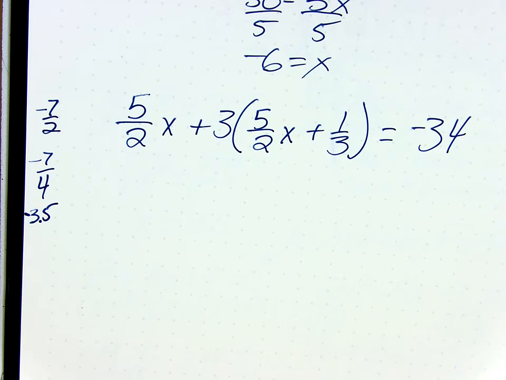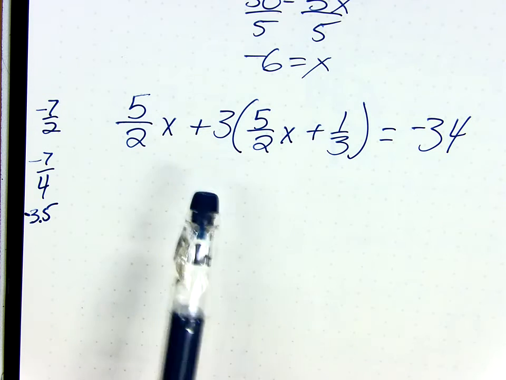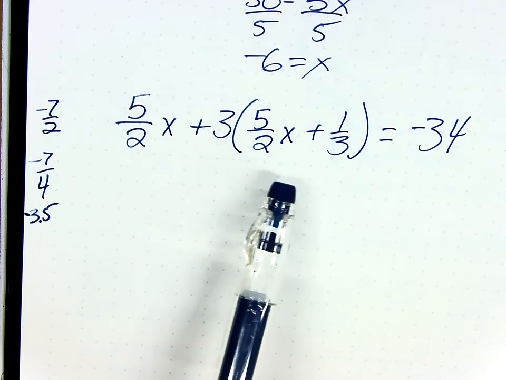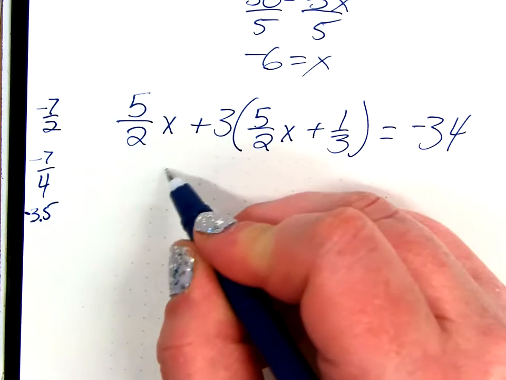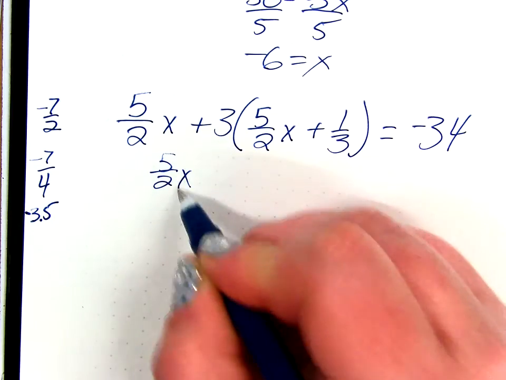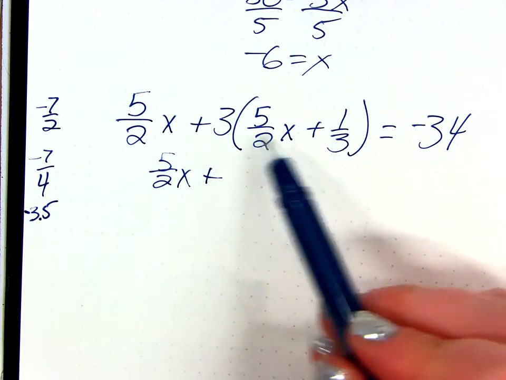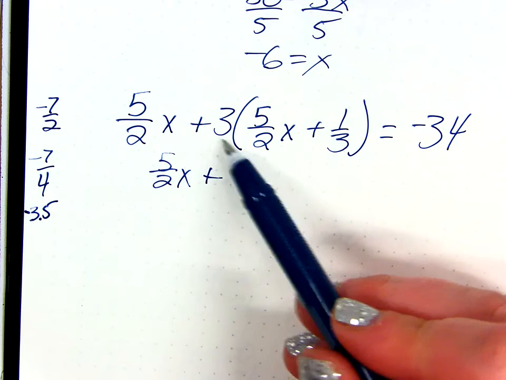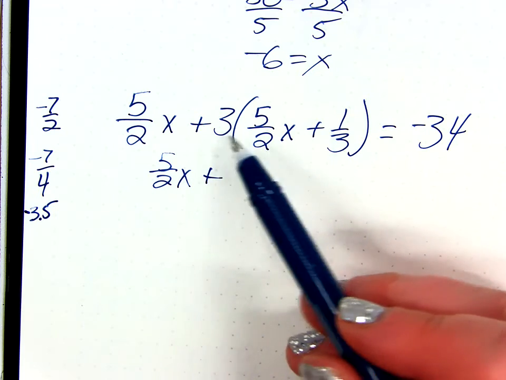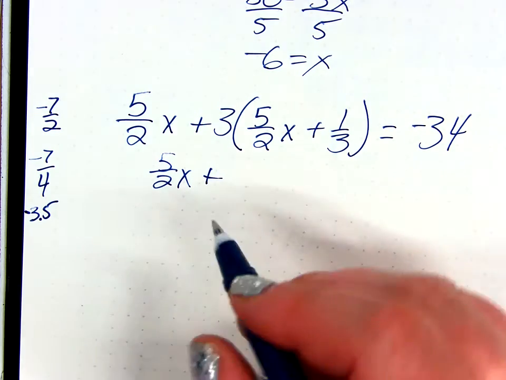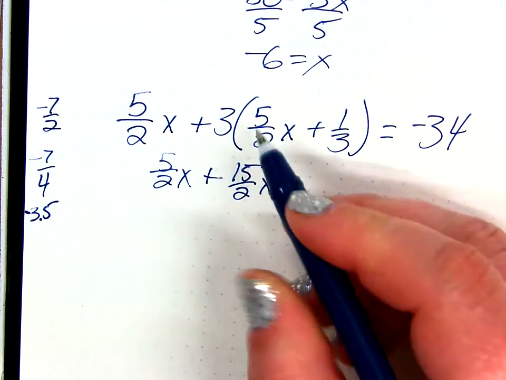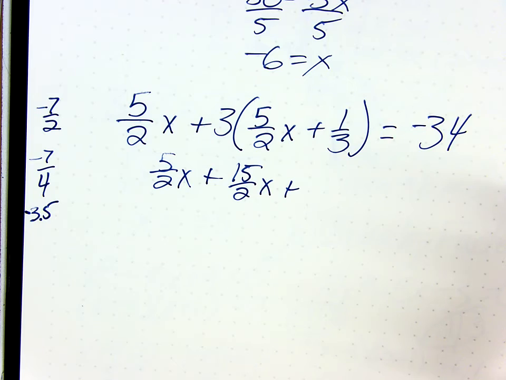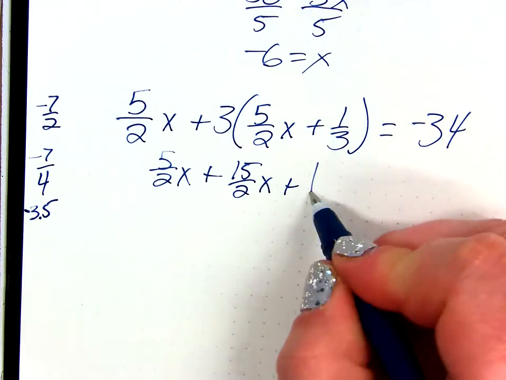All right, let's see. So, how many of you, raise your hand if the first thing you did was distribute that 3? That's probably what I would do too. So, let's do that. 5 halves x. Now, when you are distributing a 3, remember it's really 3 over 1. So when you multiply fractions, you just multiply numerators and denominators together. So hopefully you got 15 over 2x. And then 3 times 1/3 is just 3 over 3, or just 1, right?